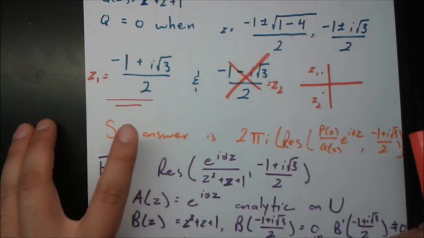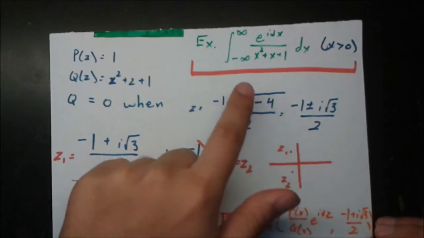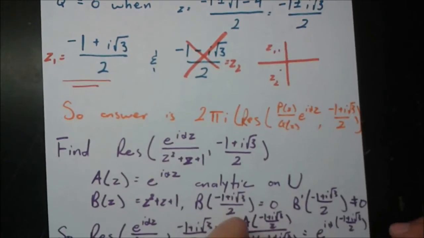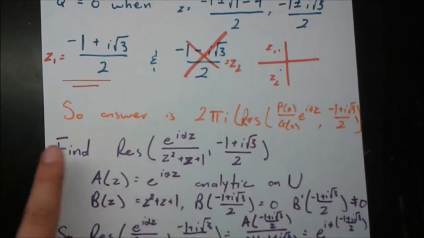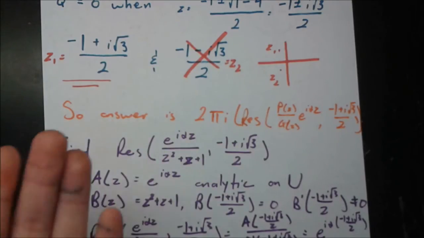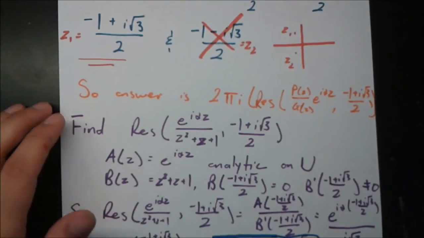So the answer to our problem is actually 2 pi i times the residue of our integrand at that point, negative 1 plus i root 3 over 2. Okay, so the next thing is to just evaluate this residue, and once we do that, we'll be done. So we want to find this residue right here. How are we going to do that? Well, we're going to use the same quotient residue rule that we found in the computing residues video.